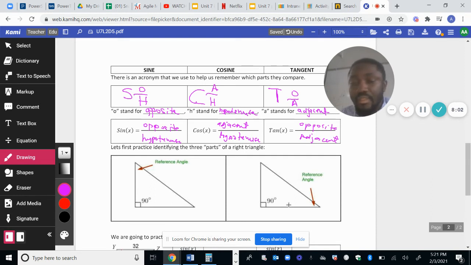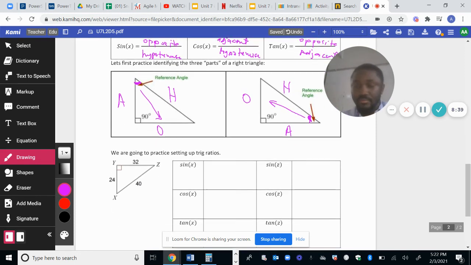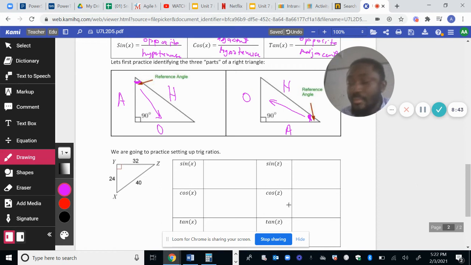The angle you make reference of to find your sine: the side opposite to this angle is O, the side adjacent to this angle is A, and the hypotenuse is this long side. This angle here in purple is called the reference angle. The opposite side to it is this, this is the hypotenuse, and adjacent means near, not far from it. If we decide to take this angle Z, the opposite side is here, this is the hypotenuse, and the side 32 is going to be the adjacent side. That's for Z.